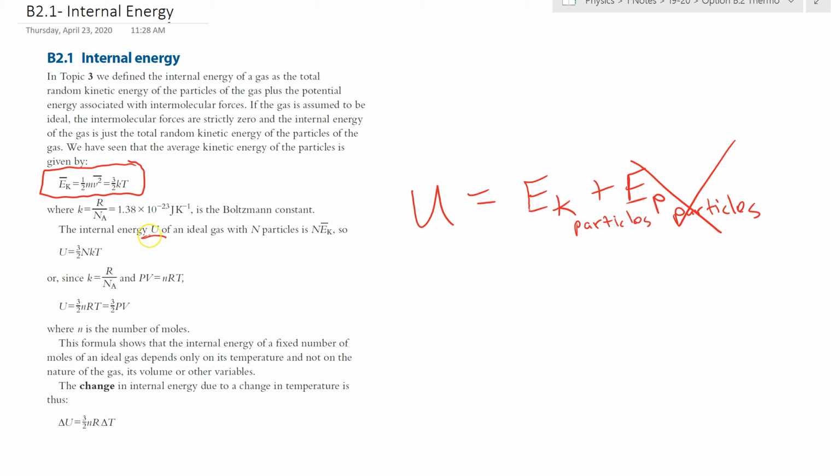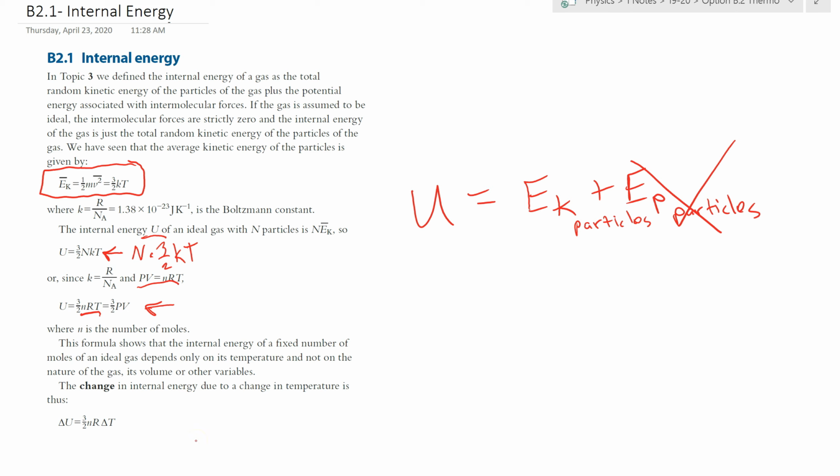So if there are N particles, then N times the average kinetic energy is the total internal energy, as long as there's no potential energy, which there's not for an ideal gas. The average kinetic energy is 3/2 kT. N times 3/2 kT, that's what this equation is. That's the total internal energy of the gas. You can rewrite that in different ways. If you use the ideal gas law, you could say that it's also 3/2 times P times V, or 3/2 times nRT. All of these are equivalent.